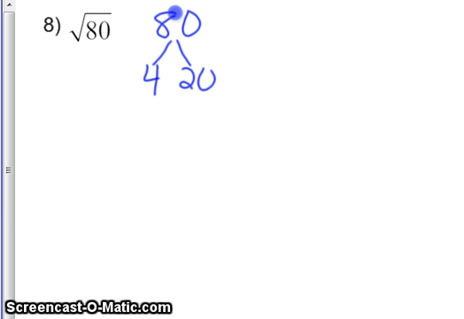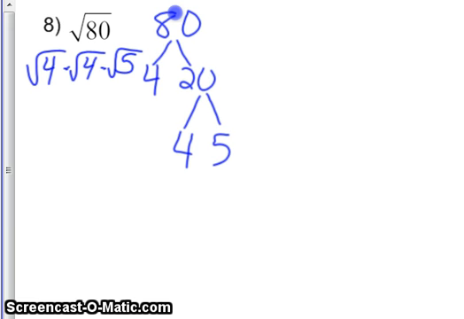Now, take a look at 20. Can you tell me a perfect square that divides 20? 4, good. 4 is a perfect square and it divides 20. So 5 is prime. It has no factors that are perfect squares. I'm done with my factor tree. So I'm going to now substitute in here square root of 4 times square root of 4 times square root of 5. What's the square root of 4? 2. So I have 2 times 2 times the square root of 5, right? 2 times 2 is 4. There you go. That's the simplest form. 4 square root of 5.